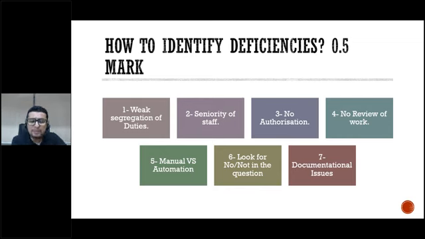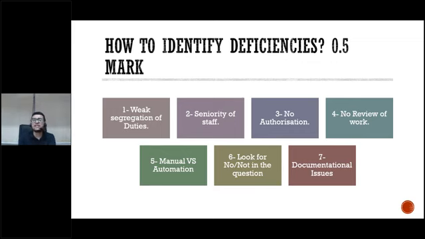Number 6, sometimes the examiner is going to gift you a deficiency by himself. How come? The examiner might say the cash is deposited in the bank on a daily basis, but there is no bank reconciliation performed. Or the examiner might say when the goods are received, they are checked for quantity, but they are not evaluated with respect to quality. So the word no or not might be indicating a deficiency.